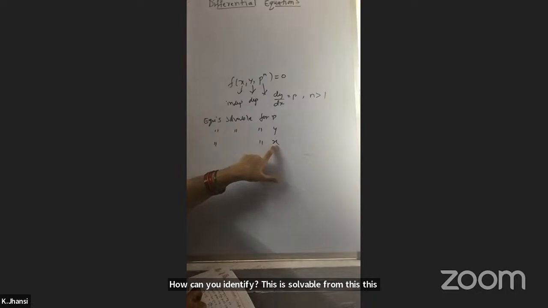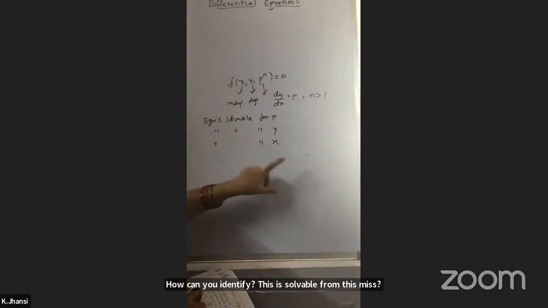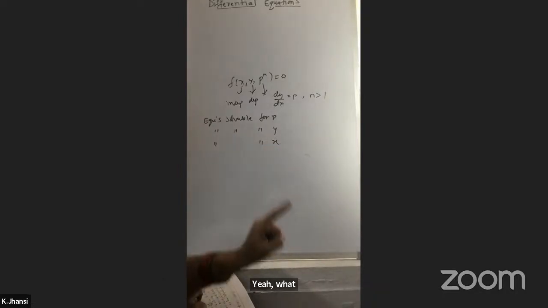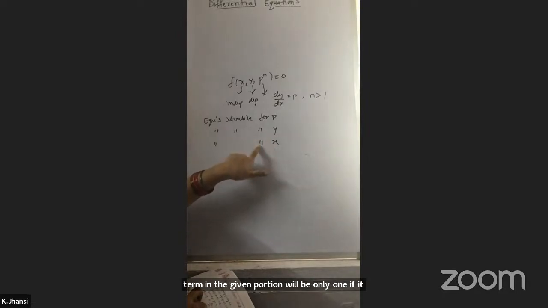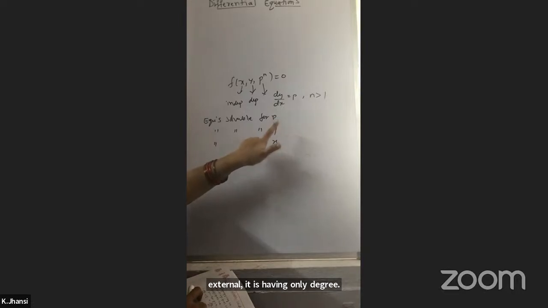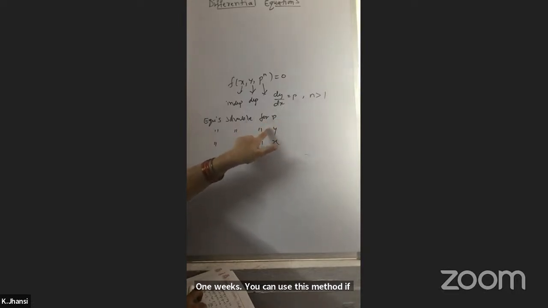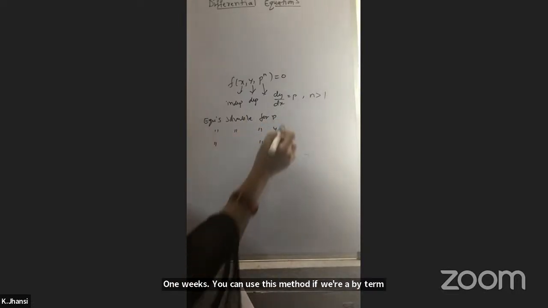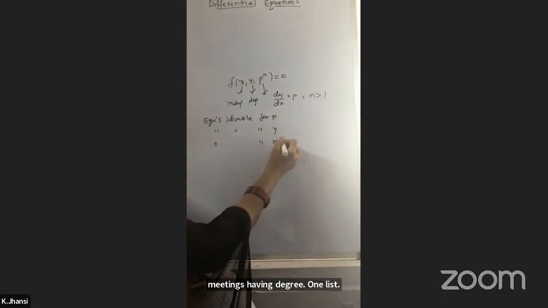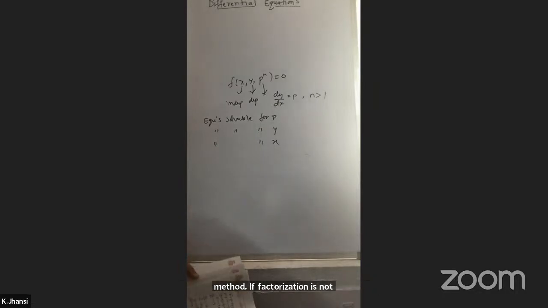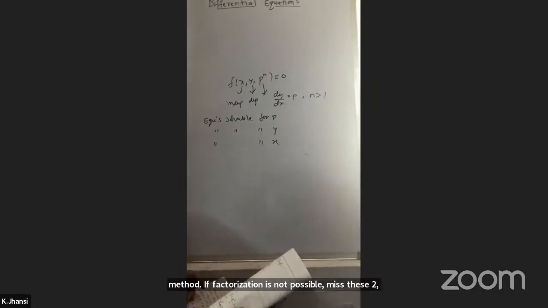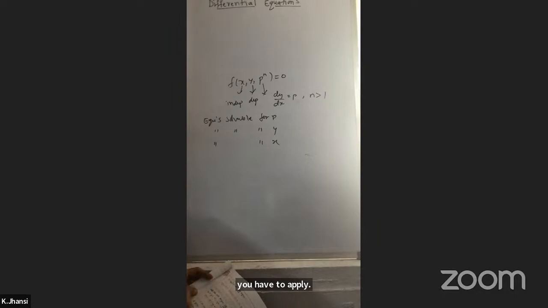Here, whatever the degree is, the degree of the x term in the given question will be only 1. If the x term has only degree 1, you can use this method. If the y term has degree 1, you can use this method. Okay. So factorization means this method. If factorization is not possible, these two you have to apply. Okay. So solvable for y and also solvable for x. You have the example problems in your textbook.